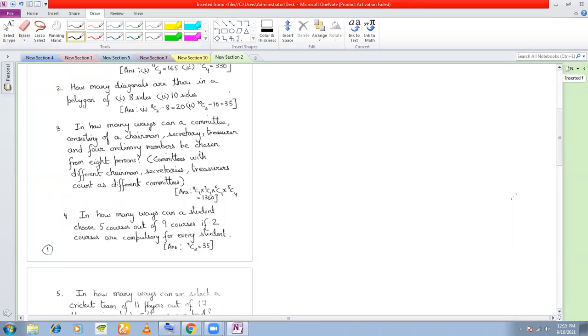Look at number 3. I'll finish this problem. In how many ways can a committee consisting of a chairman, secretary, treasurer, and 4 ordinary members be chosen from 8 persons? Committees with different chairmen, secretaries, treasurers count as different committees. Okay, you need to choose what? You need to choose a chairman, right? A chairman can be chosen from 8 persons in 8C1 ways, right? Which is equal to 8 ways.